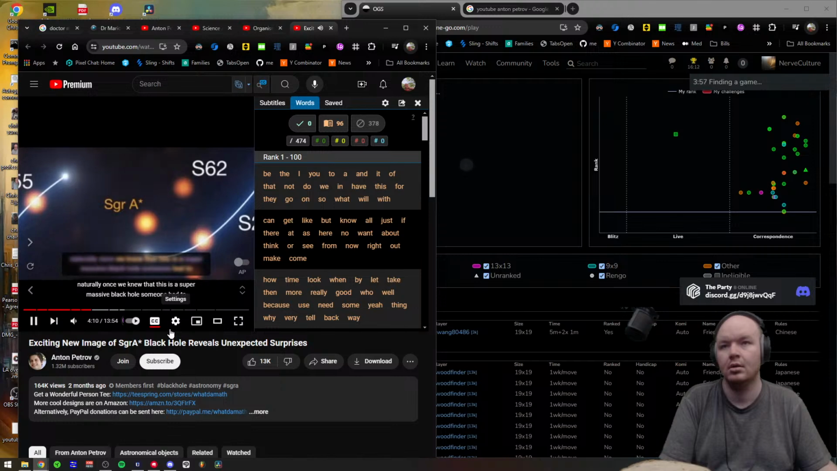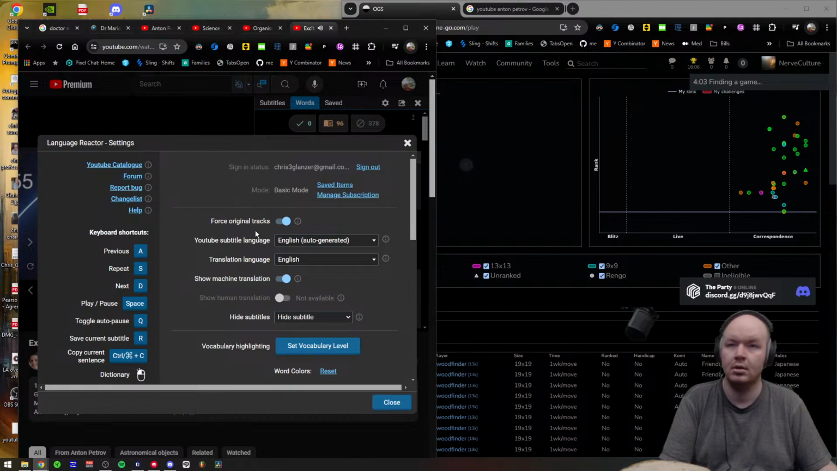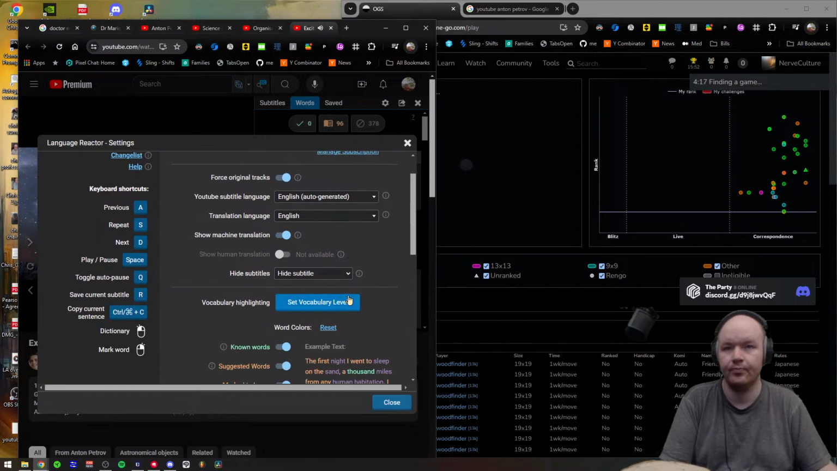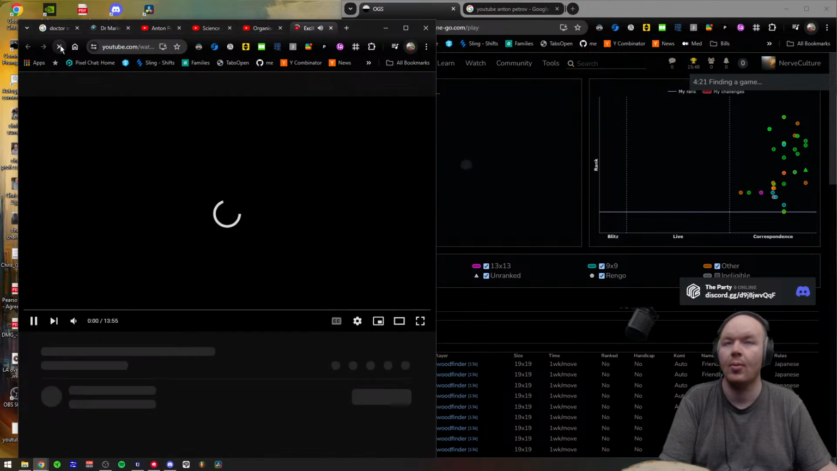And so naturally, once we knew that this is a supermassive black hole, someone had to take a picture of it. I mean, obviously to confirm that it's there, but also to see what we can see. But for that, the scientists needed something a little bit bigger than any previous telescope. They actually needed a telescope possibly the size of planet Earth. And that idea was kicking around for quite a few years and eventually became known as the Event Horizon Telescope, a large array of telescopes.